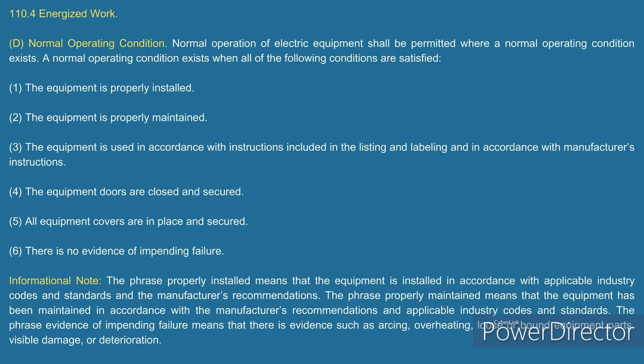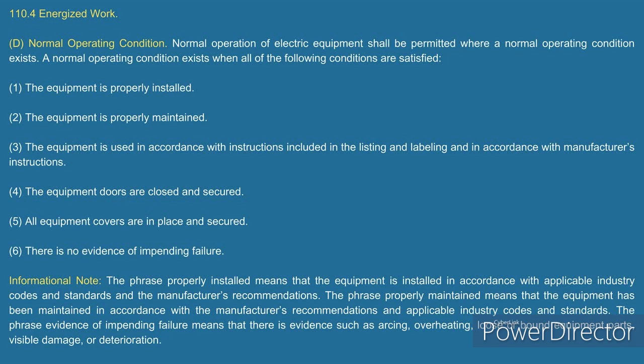When you look at energized work over in 110.4(D), it talks about normal operating conditions. It tells you that normal operation of electrical equipment shall be permitted where a normal operating condition exists. Then we give you 6 items that describe what a normal operating condition is, and these items have to be satisfied to meet this.